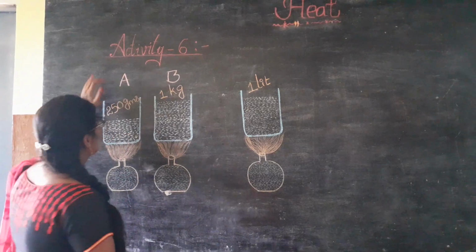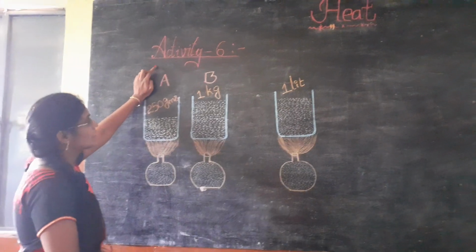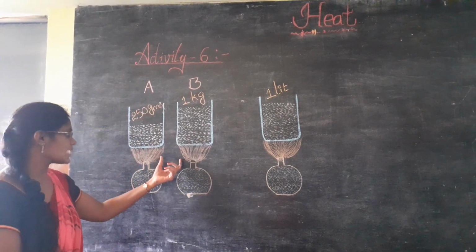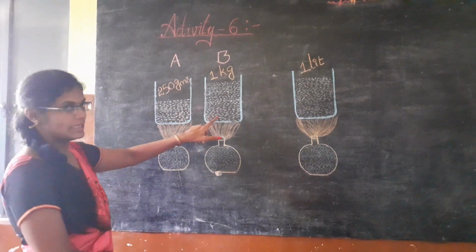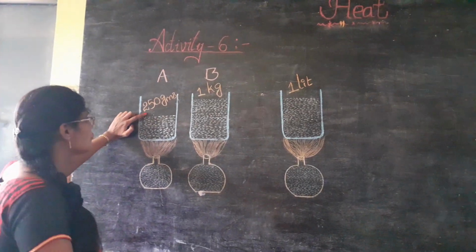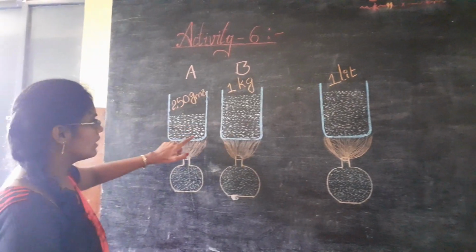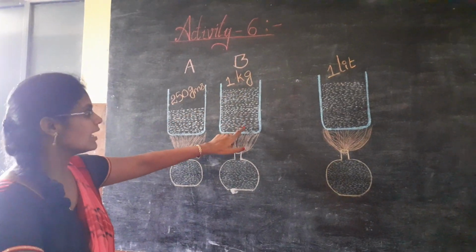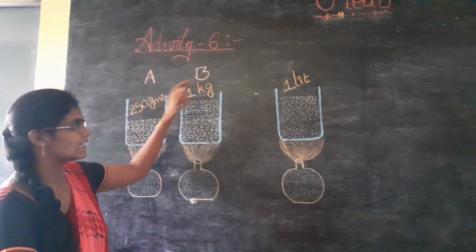Hi children, our next activity is activity 6. For doing this activity, we need 2 beakers. Take 2 beakers of the same volume and pour 250 grams of water in one beaker and 1 kg of water in another beaker, and label them as A and B.